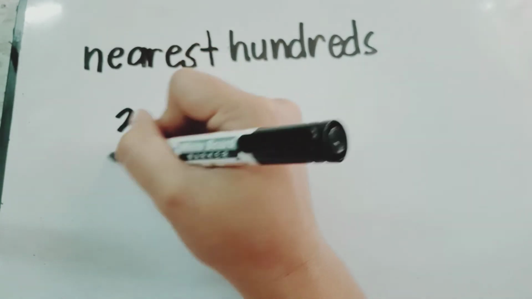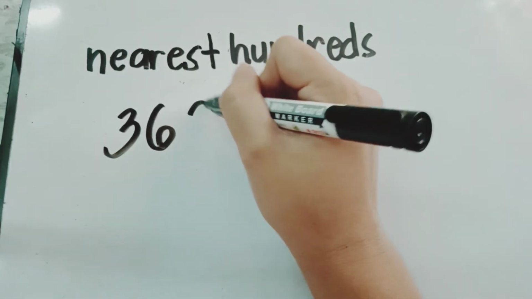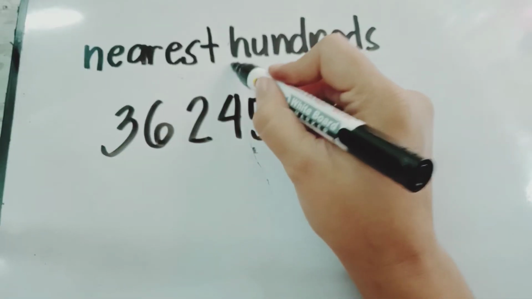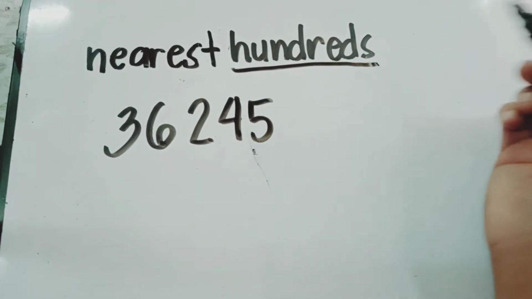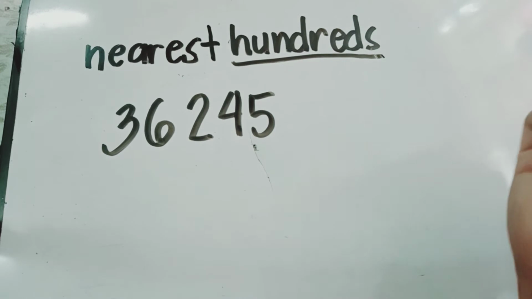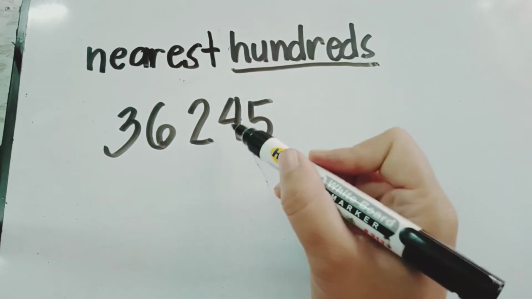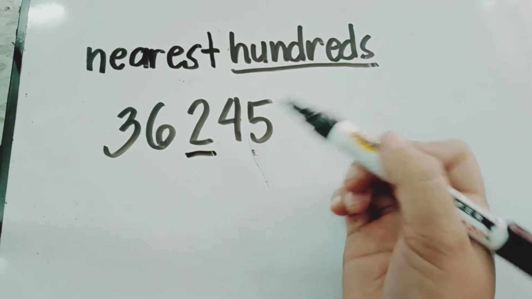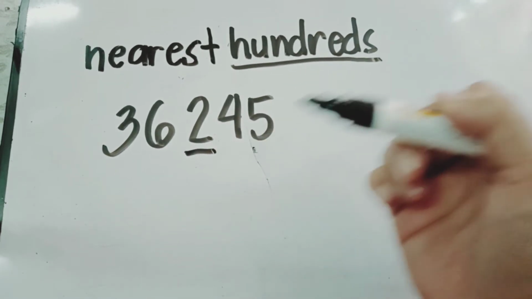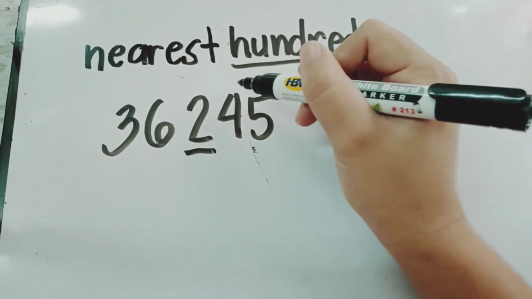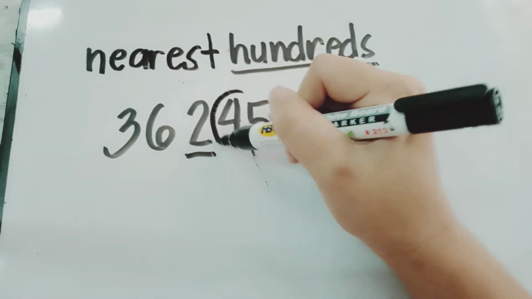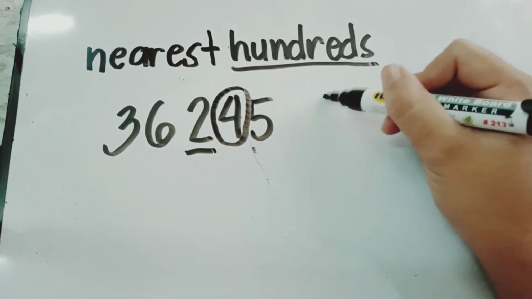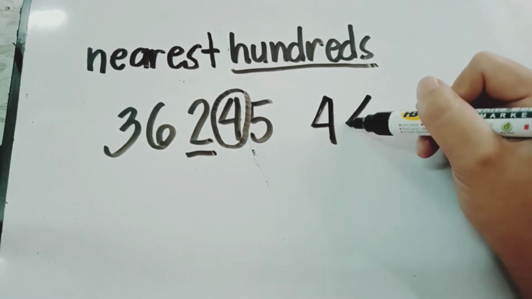Let's try another one. So here we have 36,245 again. And we'll round it off to the nearest hundreds. So what digit is under hundreds place value? Number 2. So the digit to the right of the rounded number is 4. 4 will be the basis of our rounding off.